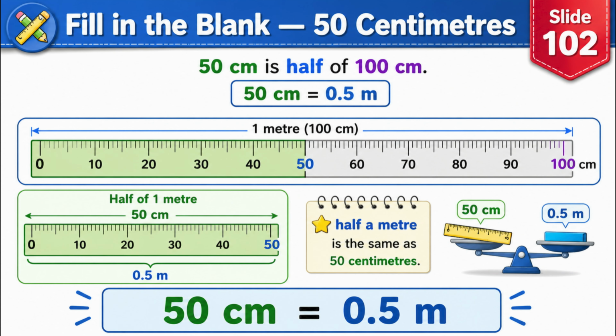Fill in the blank. 50 centimeters. 100 centimeters make 1 meter. 50 centimeters is half of 100 centimeters. So 50 centimeters is half a meter. Half a meter is written as 0.5 meters. So 50 centimeters equals 0.5 meters.